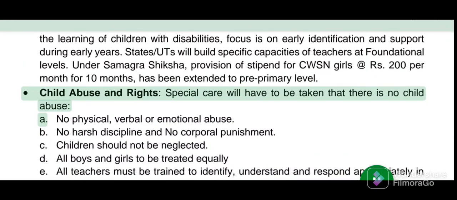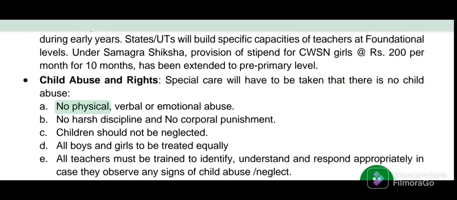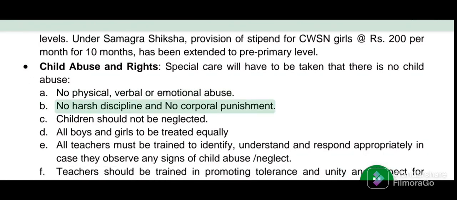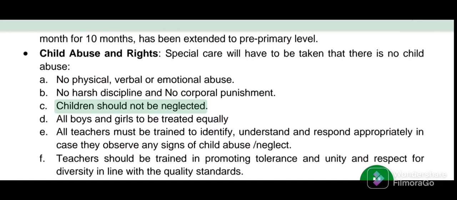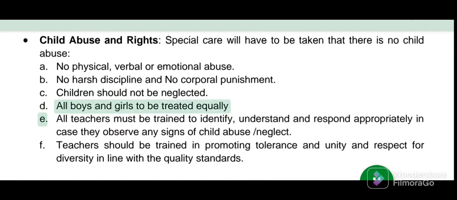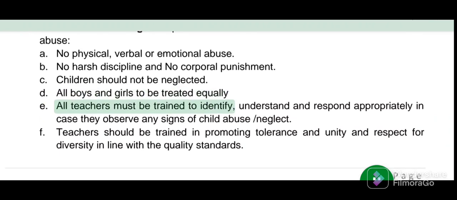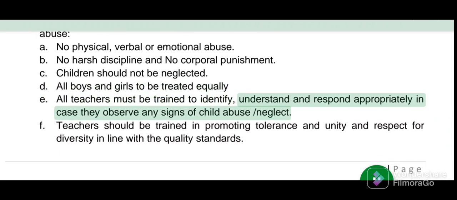Child abuse and rights. Special care will have to be taken that there is no child abuse. A. No physical, verbal or emotional abuse. B. No harsh discipline and no corporal punishment. C. Children should not be neglected. D. All boys and girls to be treated equally. E. All teachers must be trained to identify, understand and respond appropriately in case they observe any signs of child abuse or neglect.